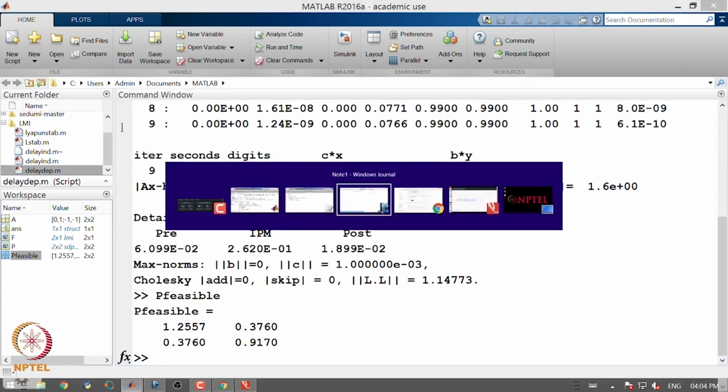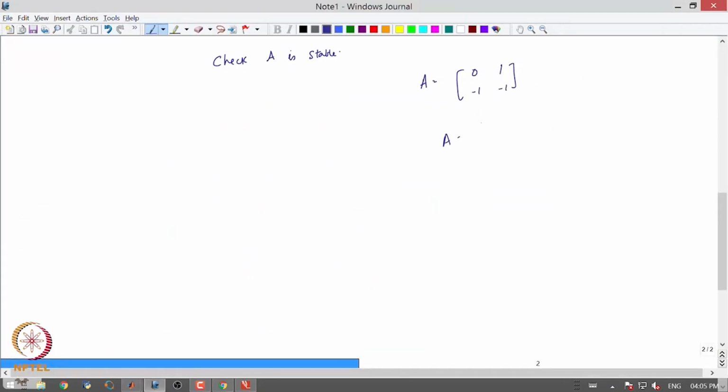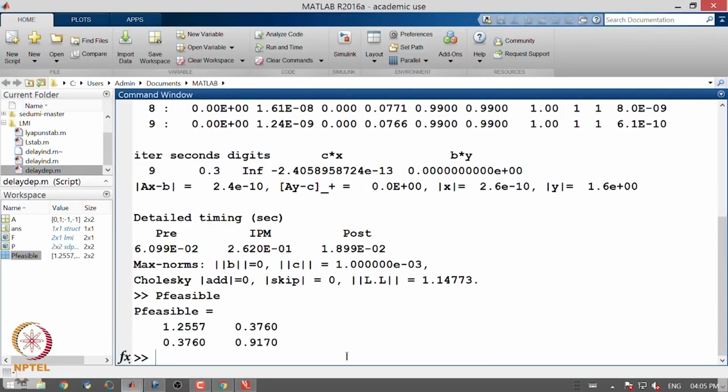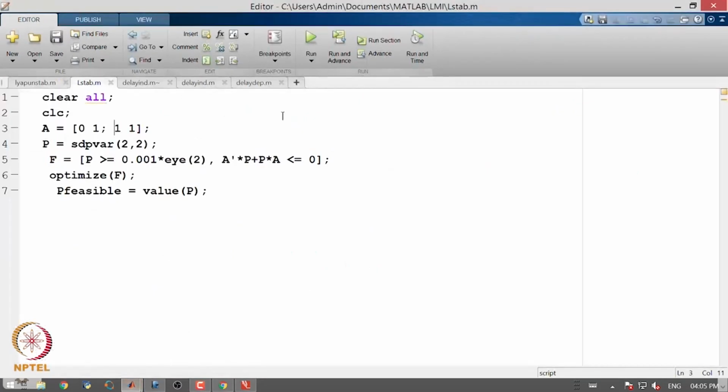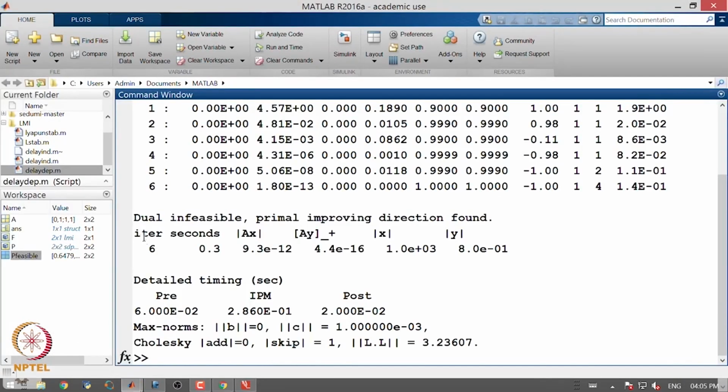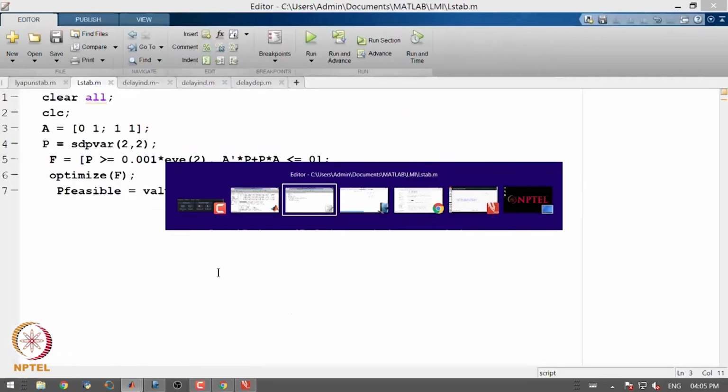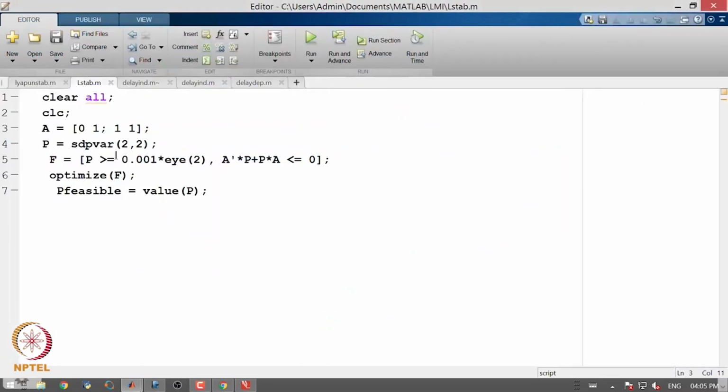So A is now, instead, I just take another A which is 0, 1, 1, 1. And check how this LMI solver throws up the instability clause for me. So I go through this process again, and it actually gives me an infeasibility message, that the problem is actually not solvable, and this is because it's an unstable system, so there is no P that will solve the linear matrix inequality.